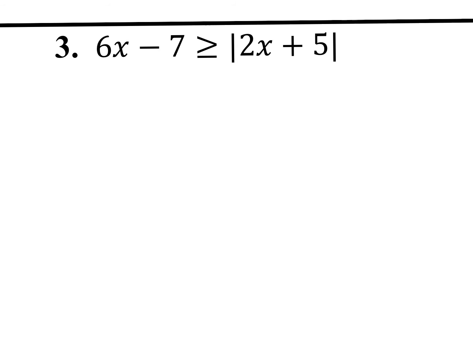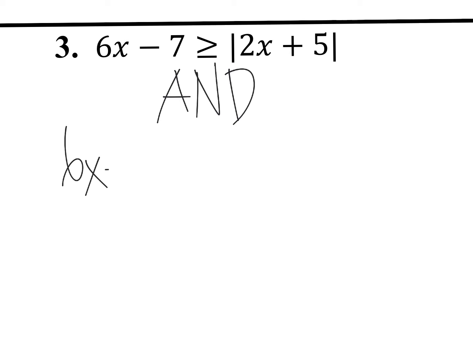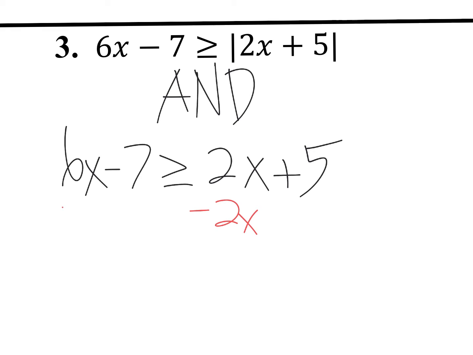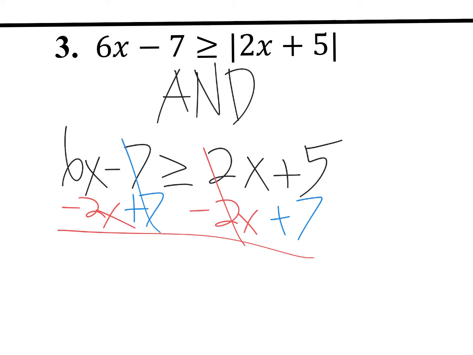So in my next example, I have the absolute value on the less than side. How do I know that? Well, it's eating the other side. So therefore, the absolute value is less than the other side, making this an AND problem. Think less than, right? So we're going to solve 6x minus 7 is greater than or equal to 2x plus 5. I can get my x's on one side by minusing 2x over to the left-hand side, and I can get my constants to the other side by adding 7 to the right-hand side.